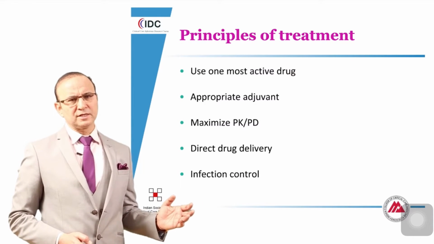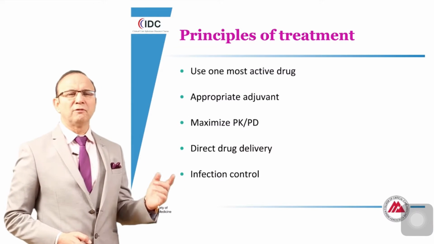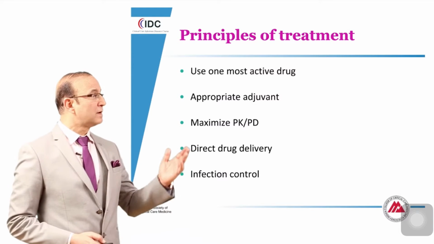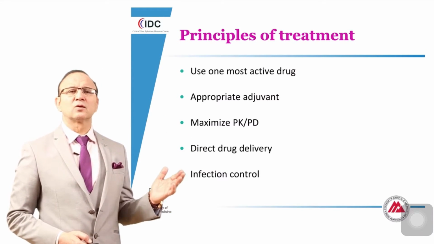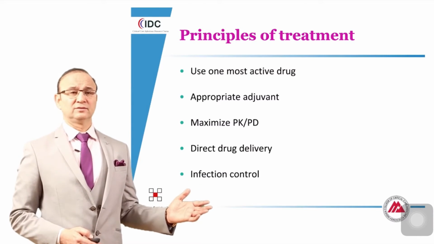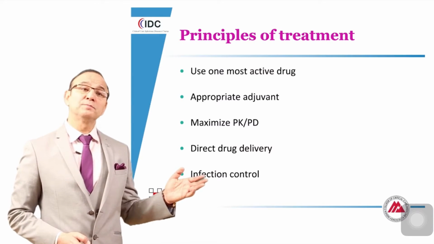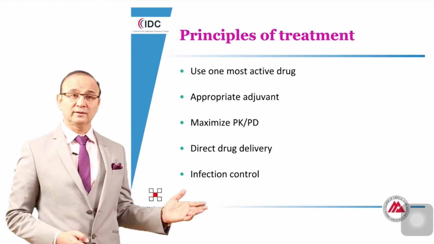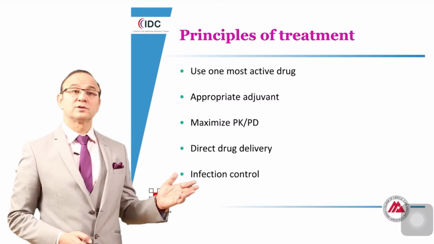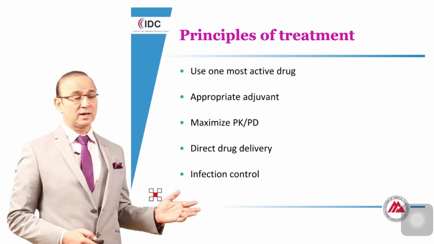The principle of treatment of drug resistant Acinetobacter is the use of one most active drug, or what we call a cornerstone drug. Most of the time this drug is colistin or polymyxin B. We use another drug, which is called the adjuvant drug, which in vitro may not be showing sensitivity to that Acinetobacter, like we use carbapenems. We use other drugs also which are not found to be sensitive to the drug resistant Acinetobacter.